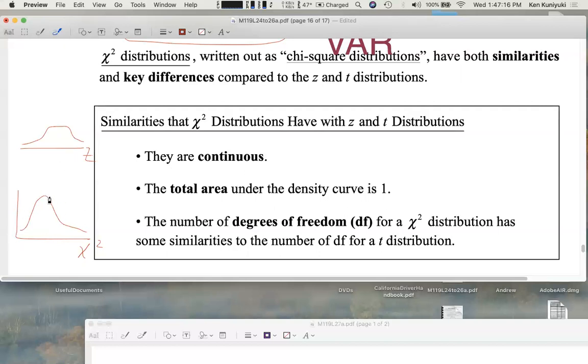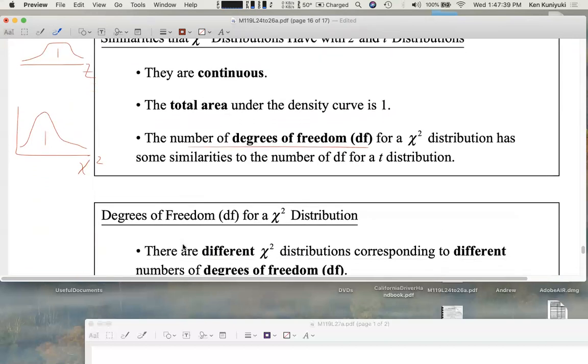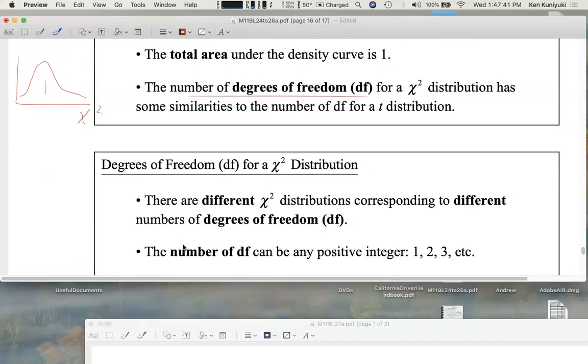We have this density curve here, right? The total area under the curve is 1. That corresponds to total probability. And like for the t distributions, there are infinitely many chi-square distributions indexed by the number of degrees of freedom, or df. So in that sense, they're like the t's. But there are also differences.